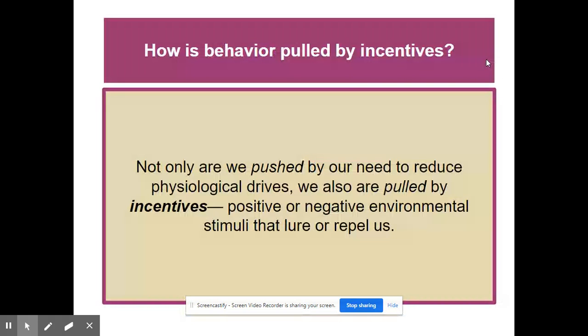So, how is behavior pulled by incentives? Needs are required for survival. Drives are our impulses to act to satisfy our needs. Incentives pull us, whether they are positive or negative, to lure or repel us. Kind of that positive and negative reinforcement kind of a thing.